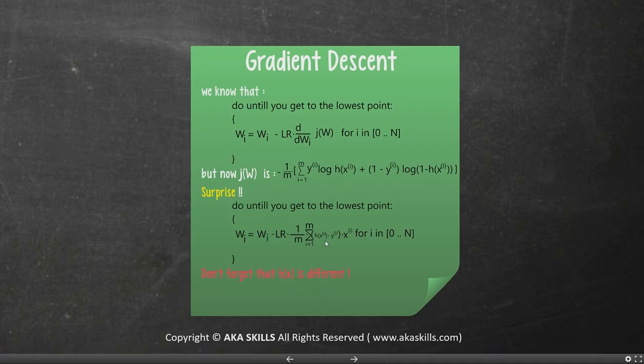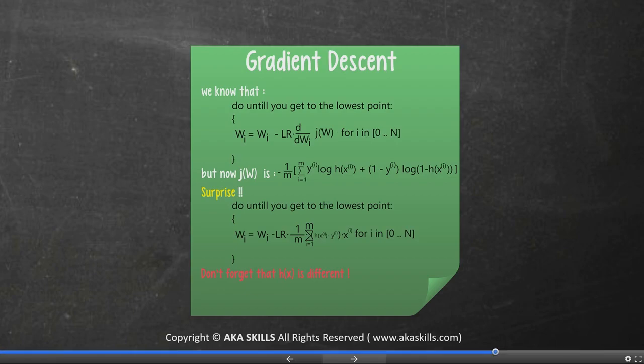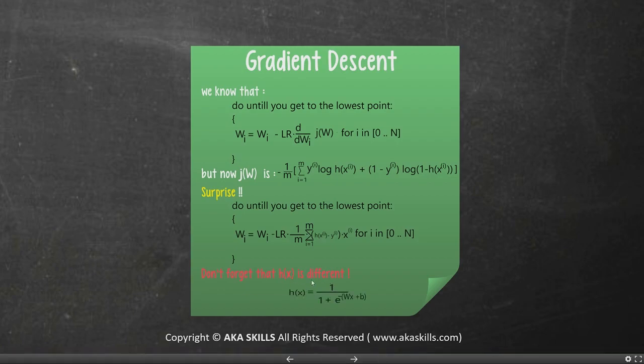But there is one thing you shouldn't forget: the h of x here is different from linear regression. In linear regression, h of x was equal to wx plus b, and here the h of x is actually the sigmoid of wx plus b. And here it is, the sigmoid of wx plus b.